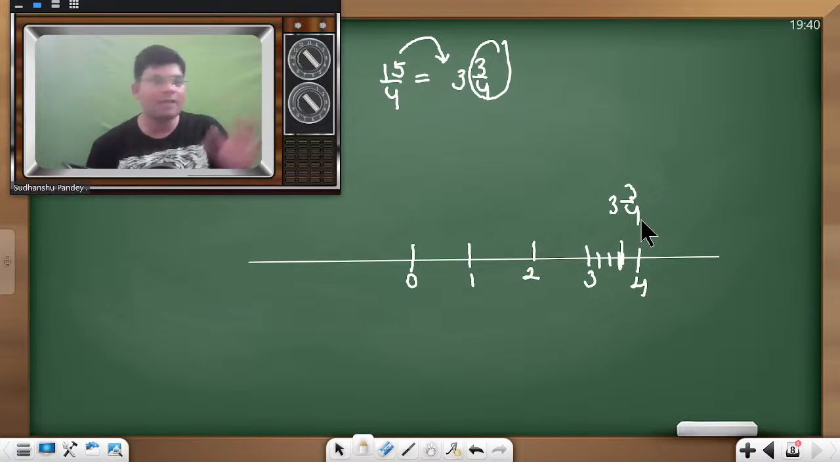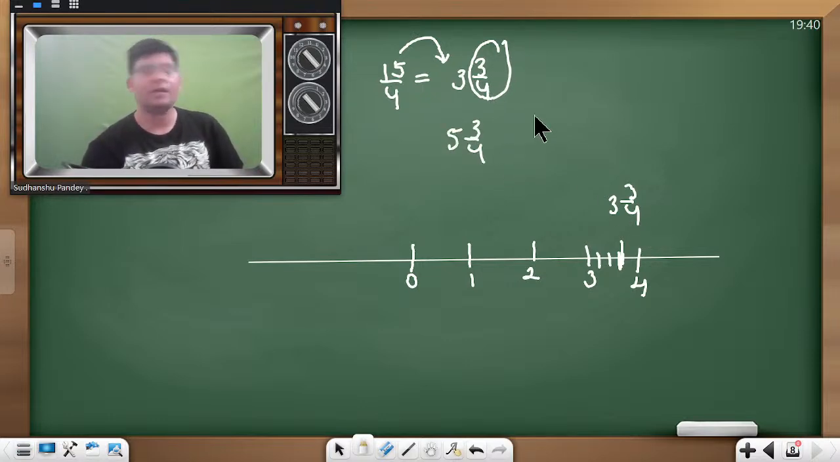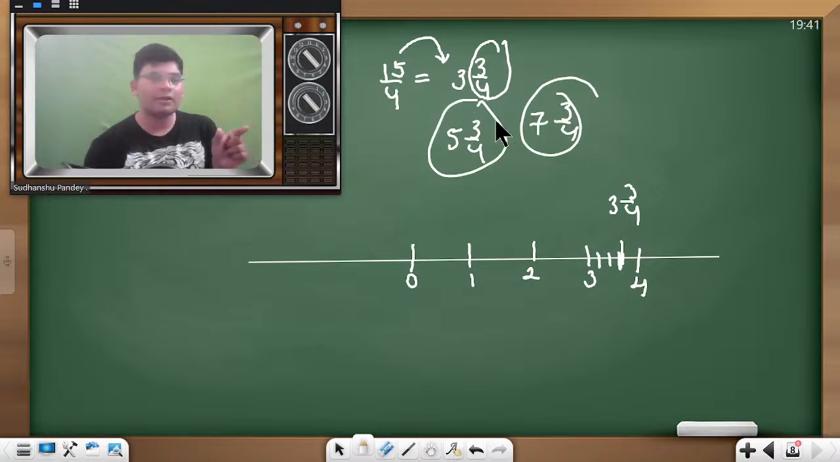सबको समझ में आ रहा है मेरा सवाल? If I asked somebody to represent 3 by 4, or 5 3 by 4, or 7 3 by 4, these all numbers can be represented on the number line. We can draw a number line, divide it into equal parts, then on the third or the fourth part we can do that. But what about an irrational number?